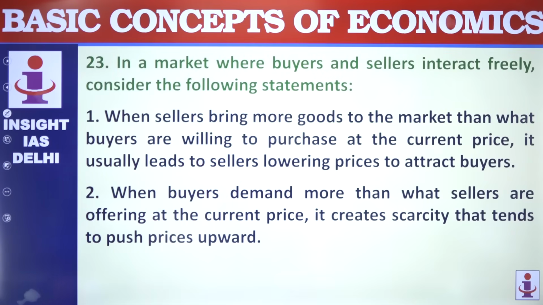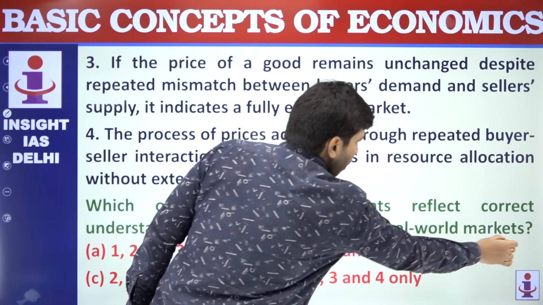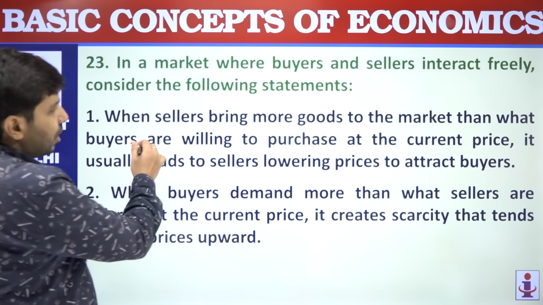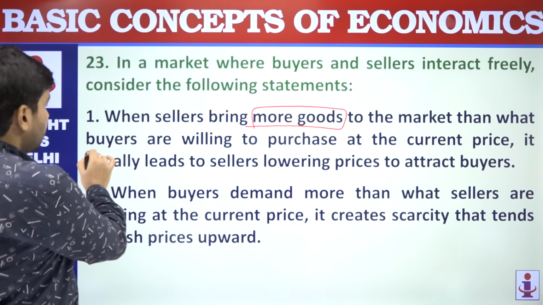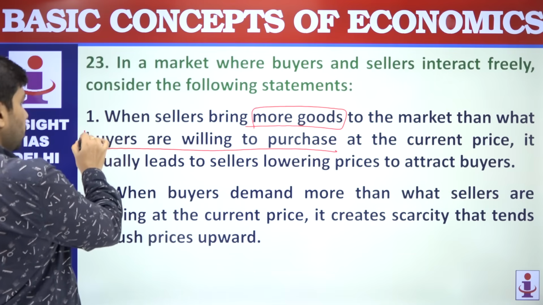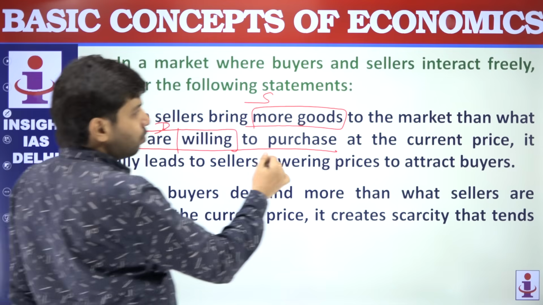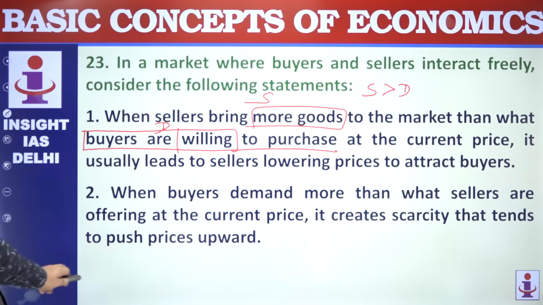When sellers bring more goods to the market than what buyers are willing to purchase at the current price, it usually leads to sellers lowering prices to attract buyers. Okay, this question is about how prices adjust in real world markets. So four statements, four scenarios are given actually. When sellers bring more goods, meaning supply of goods is more, to the market than what buyers are willing to purchase, meaning demand. So it is supply, it is demand. It is saying when sellers bring more goods, meaning supply is more than demand, it usually leads to sellers lowering prices.